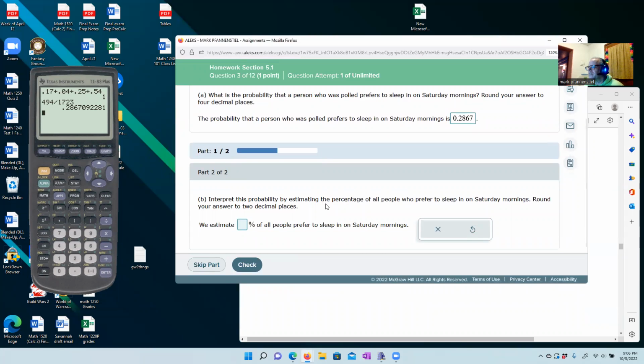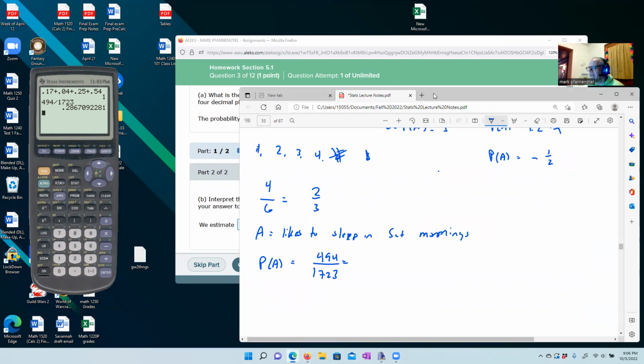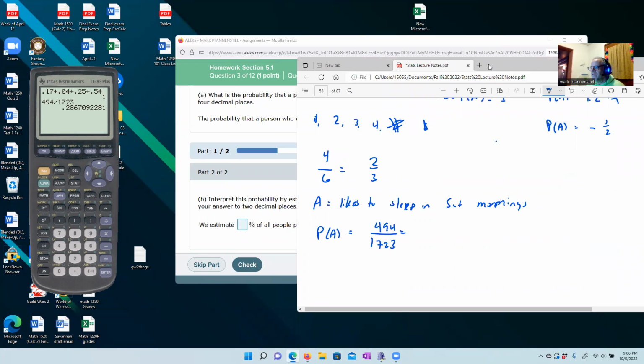Interpret this probability by estimating the percentage of people that prefer to sleep in on Saturday mornings. All we're going to do is multiply and divide by 100. Okay, that's what a percentage means. It's percentum, per 100. So we're going to take what we had here, 0.2867, and we're going to multiply by 100 and divide by 100. You see how this kind of looks like that symbol? That's how they got the percentage. They multiply and divide by 100.